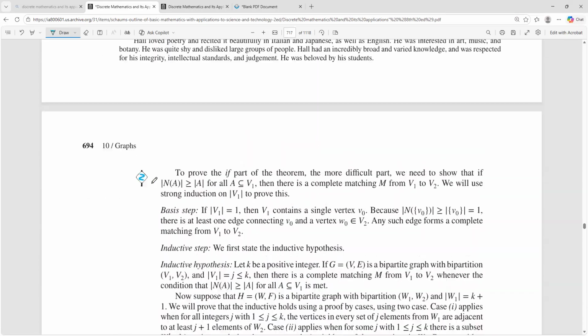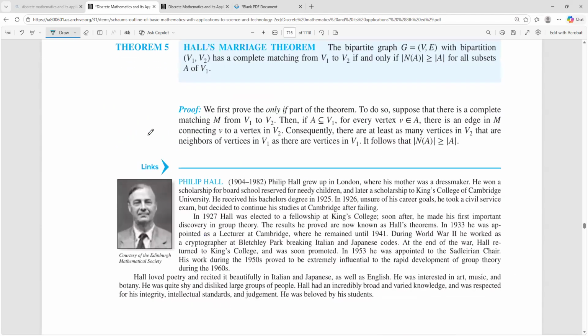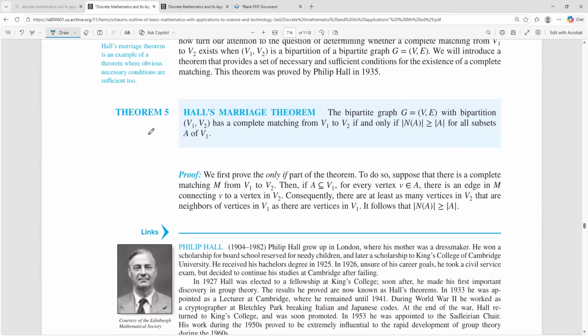Oh, it's a long one. Basically, it's just saying if I have any vertex A, and a complete matching, it's a complete match only if the neighborhood of A is greater than or equal to A.